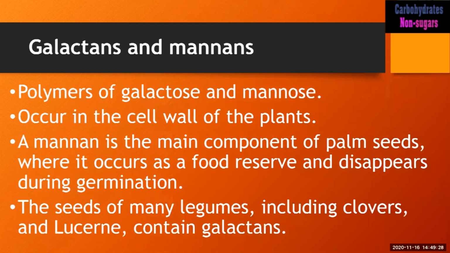Then from galactose, there are the galactans, and from mannose, there are the mannans. Both are present in the cell wall of the plant. Mannan is the main component of palm seed, where it occurs as a food reserve and disappears during the germination process. Likewise, the seeds of different legumes, including clovers and lucerne, all contain galactans.